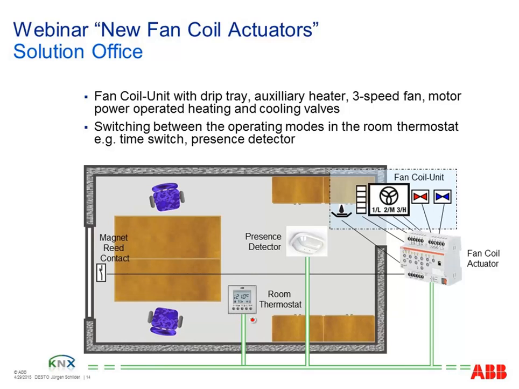What we always need is a room thermostat based on KNX. This is a device to measure the temperature and to send out control values to the fan coil actuator, to control both the valve and the fan in the right way. And this is a typical solution we have. Optionally there is a presence detector, which of course can also change the set point depending on presence, to save energy, for example.